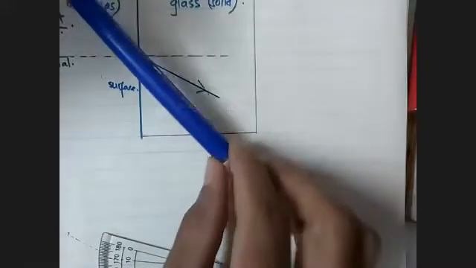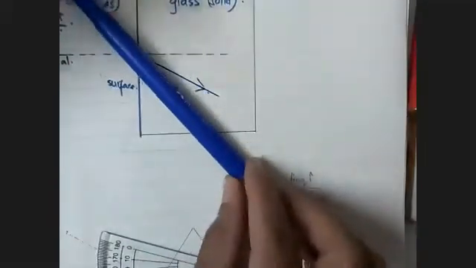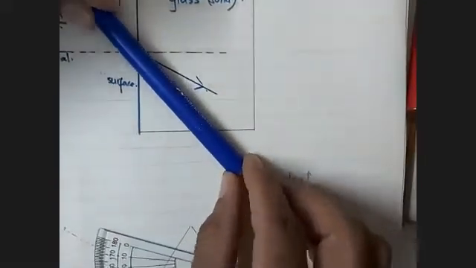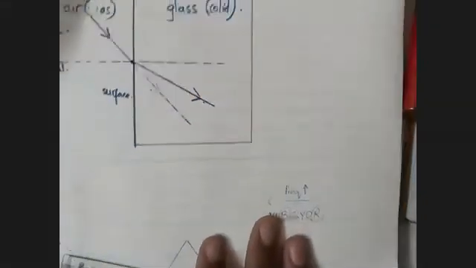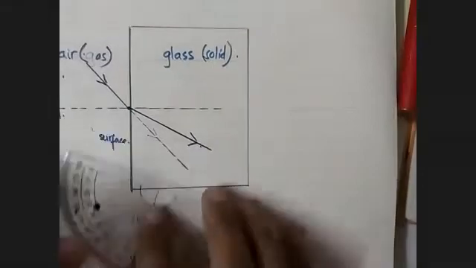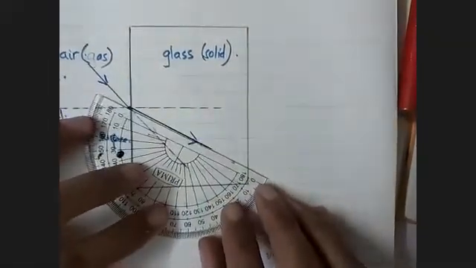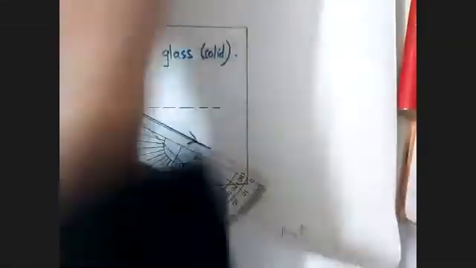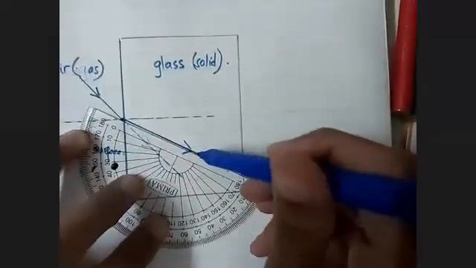So, from its unhindered path, it will be deviated away from the normal. Okay, why am I stressing so much on this? Because many students are asked to draw this diagram and they get confused. Okay, now what will happen next? This path will continue.